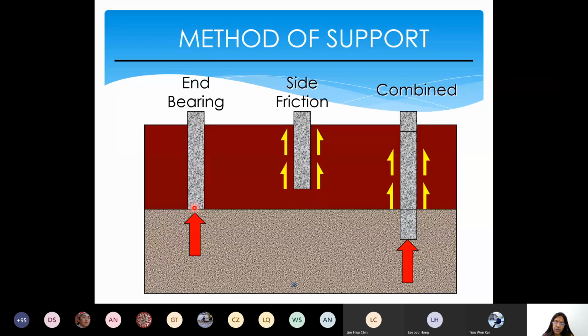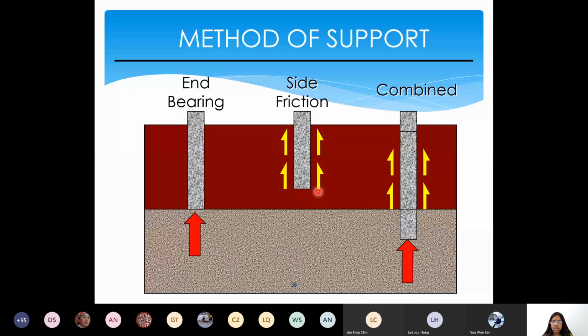The end bearing piles are driven until the hard surface or impervious surface, so that the entire load is transferred to the hard surface, or to the ground through the end of the pile. The arrow will be like this. The entire load will be transferred straight to the end, and from the end the distribution of the load to the rock will take place.